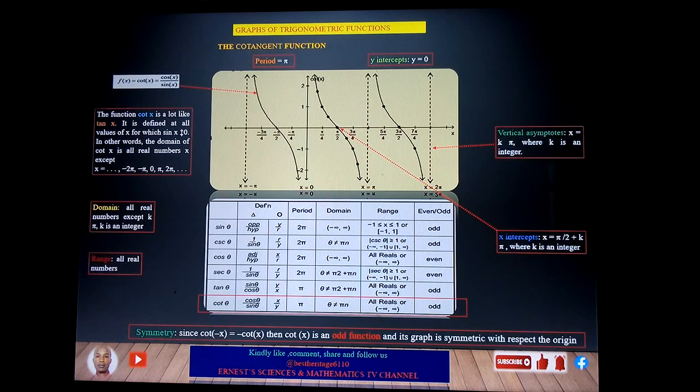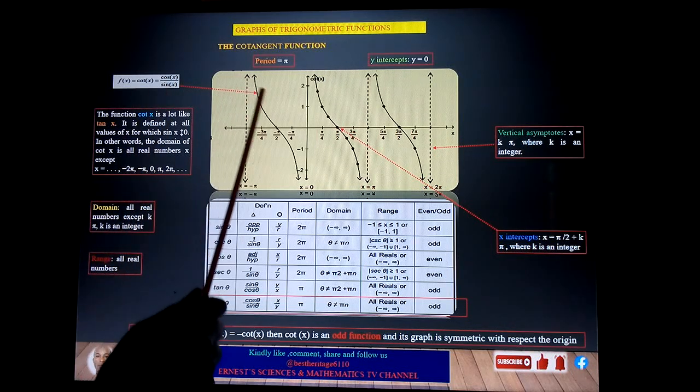Hi guys, in this display we are going to look at one of the trigonometric functions and how we can graph it, and that is the concept of the cotangent of theta. From our ratios, we have defined the cotangent of theta as a ratio between the cosine of theta and the sine of theta, which is given as such.